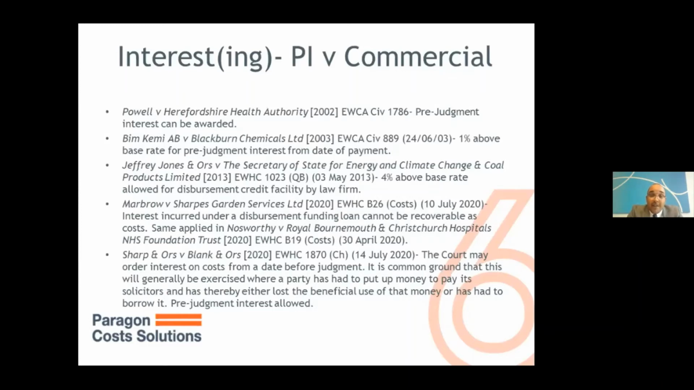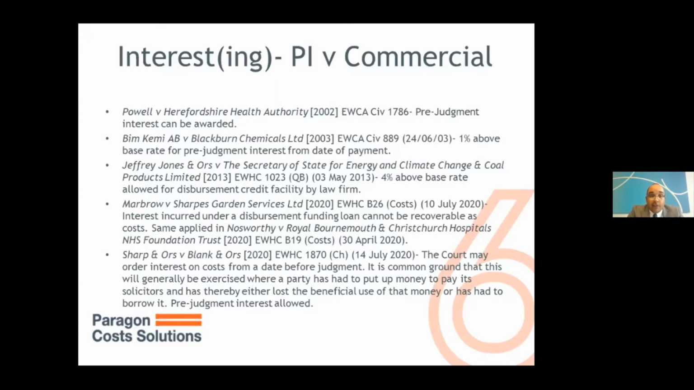But it's been the case for some years now that the court has discretion to award interest pre the final order, if you like. And I've taken you on a quick history tour. I'm not going to go into the detail of the first few cases, but just to highlight what the Court of Appeal has said. So in Powell 2002, the Court of Appeal said that pre-judgment interest can be awarded, and of course that's now within the CPR itself. In Bim Kemi, the Court of Appeal said that 1% above base rate for pre-judgment interest was appropriate, and that would be payable from the date the invoice was paid or the costs were paid up until the date where, if you like, the default judgment rate would apply of 8%.